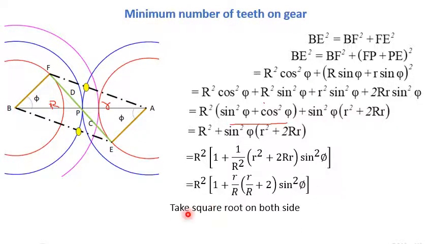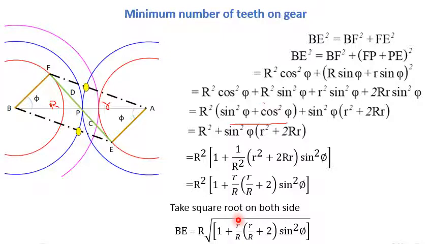Now we are going to take the square root on both the left hand side as well as the right hand side. Therefore the square gets cancelled, and BE is equal to R into square root of 1 plus small r divided by capital R into small r divided by capital R plus 2, into sin square phi. Let me call this equation number 1.